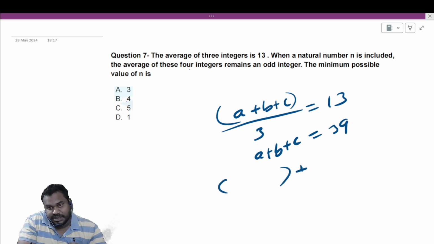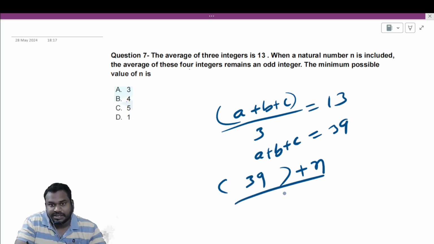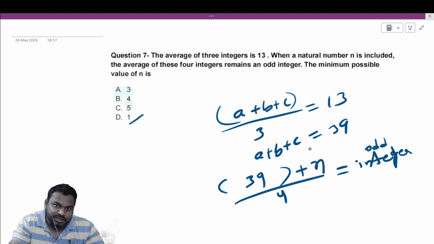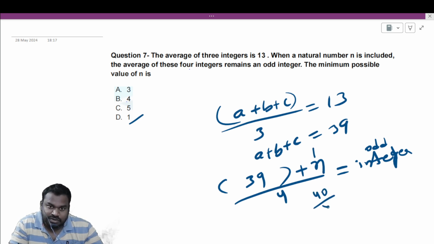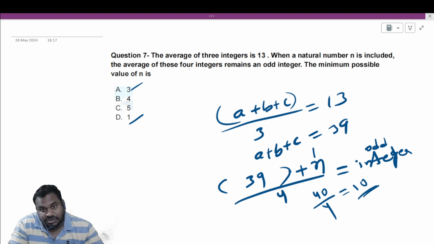When a natural number n is added, (39 plus n) divided by 4 should become an integer. What type of integer? An odd integer, not even. So it's a trial and error method. Using options also you can find out. If you put 1 here, 40 by 4 is nothing but 10. 10 is not an odd integer. So you put 3, the next number: 39 plus 3 is 42, 42 by 4 is not an integer.